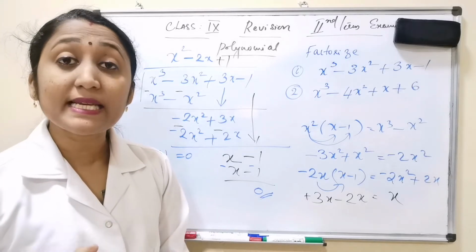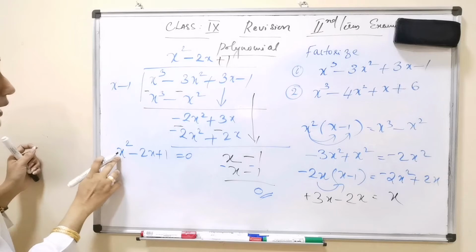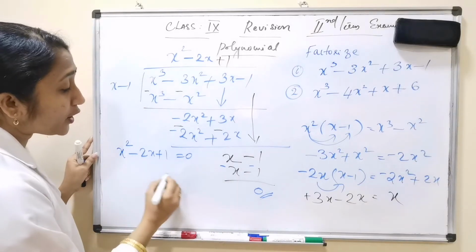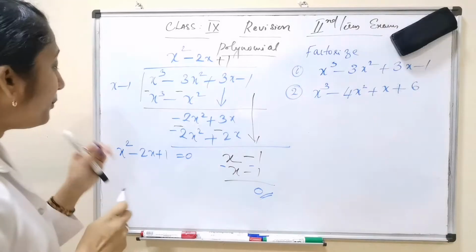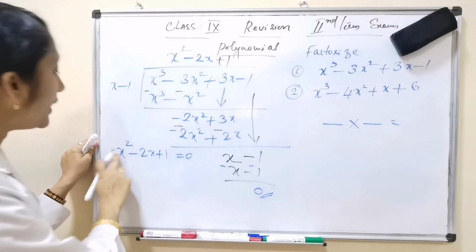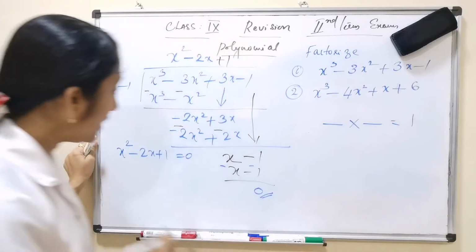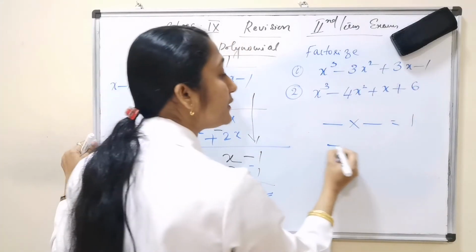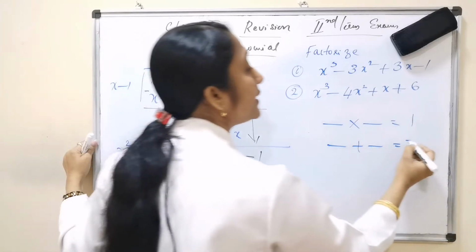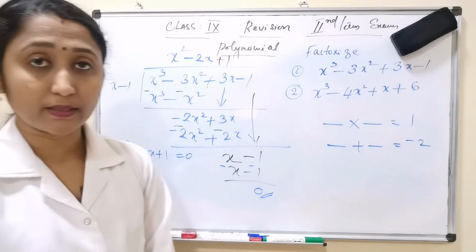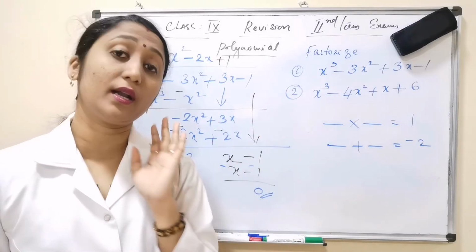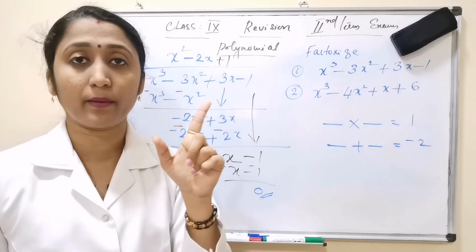Next step is splitting the middle term. What is the coefficient here? That is 1. Here also 1. So the product of two numbers is 1 into 1, that is 1. Next, the sum of the two numbers. Any two numbers whose sum is the middle term, that is minus 2. What are the numbers? If any two numbers multiply to get 1, what are the numbers? 1 into 1, only 1.